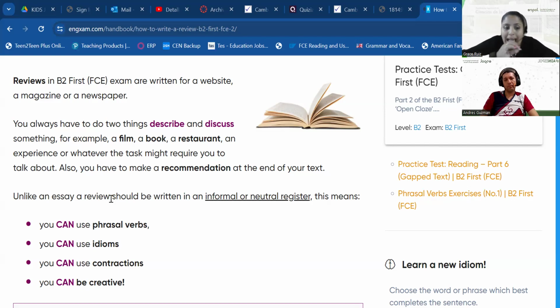Here we go. Unlike an essay, a review should be written in an informal or neutral register. ¿Qué significa esto? Informal or neutral register significa que podemos usar phrasal verbs, podemos usar idioms, podemos usar contractions y puedes ser muy creativo en la estructura o le puedes agregar tu estilo propio a la forma en cómo tú escribas, ¿ya? Entonces, eso lo deja muy abierto para que tú puedas escribir como tú quieras.